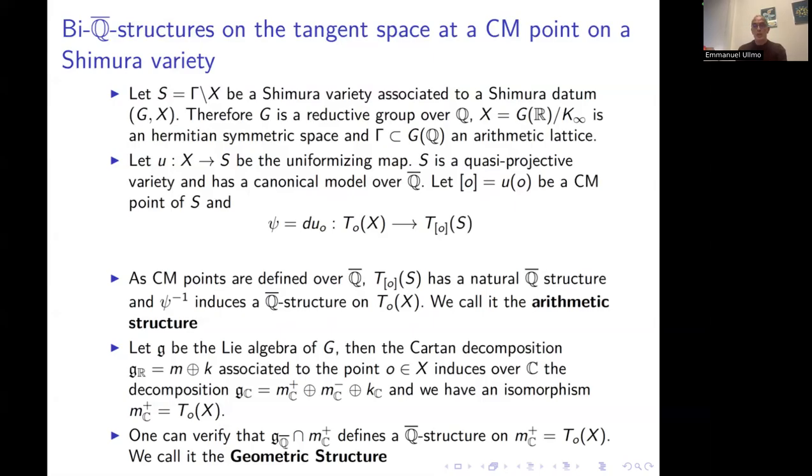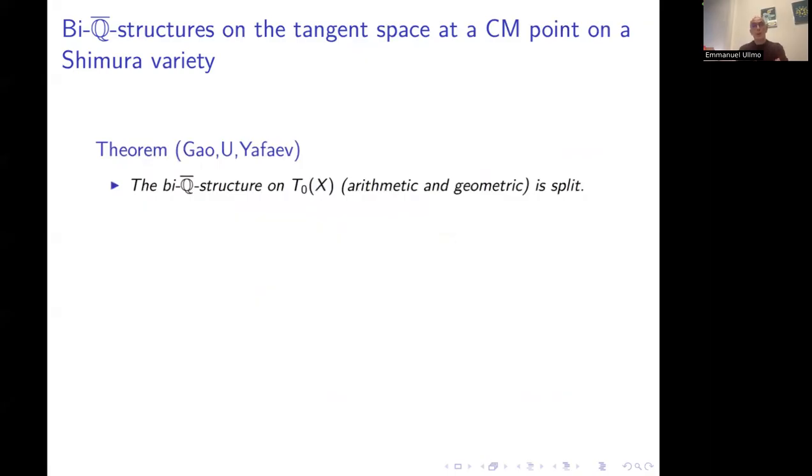Okay, so somehow it's a bit like in the abelian variety case. This structure is more related to the way G of Q acts on the symmetric space, and the first one is most related to the fact that the Shimura variety is defined over Q bar, and the CM point also.